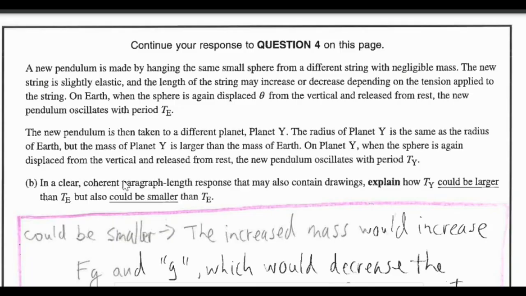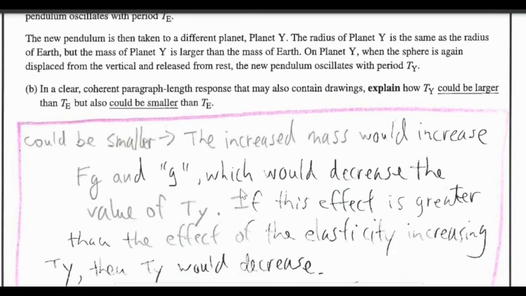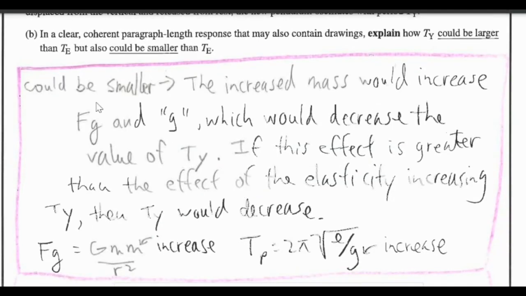Now it's asking, in a clear, coherent paragraph-length response that may contain drawings, explain how Ty could be larger than Te or also could be smaller than Te. Now, I'm not quite sure if I articulated this exactly the way that AP would have liked, but I broke it up into the could-be-smaller section, and this is the way I did it.